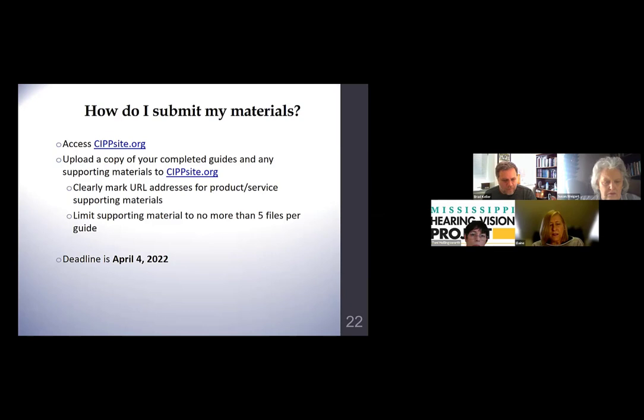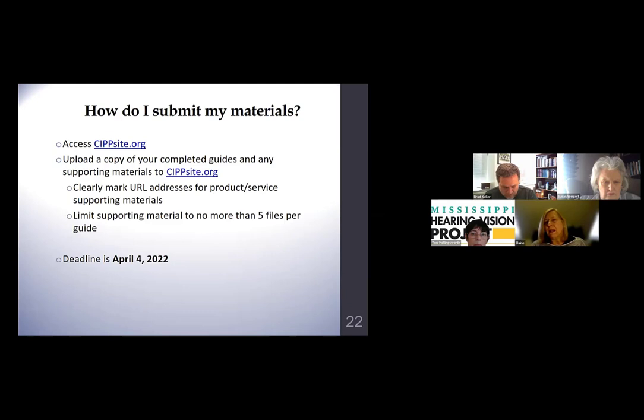So the grantees will upload a copy of their completed description guides and supporting materials to sipsite.org, our website. Please be sure that the URL addresses for your supporting materials are marked clearly. And please limit supporting materials to no more than 5 files per guide.